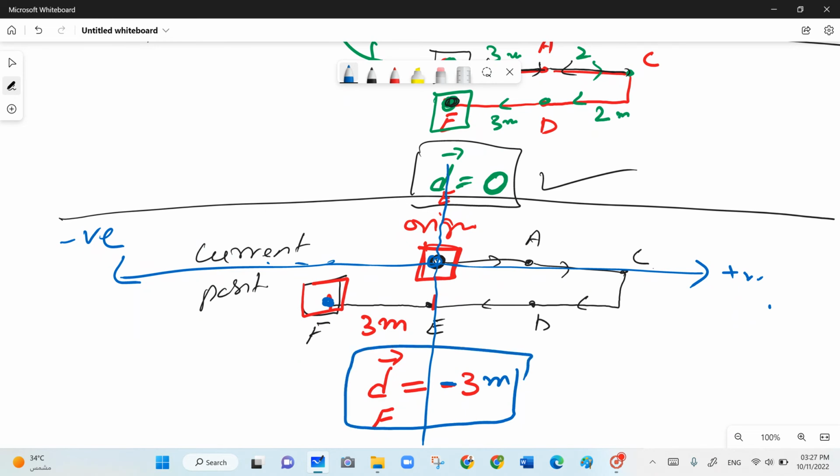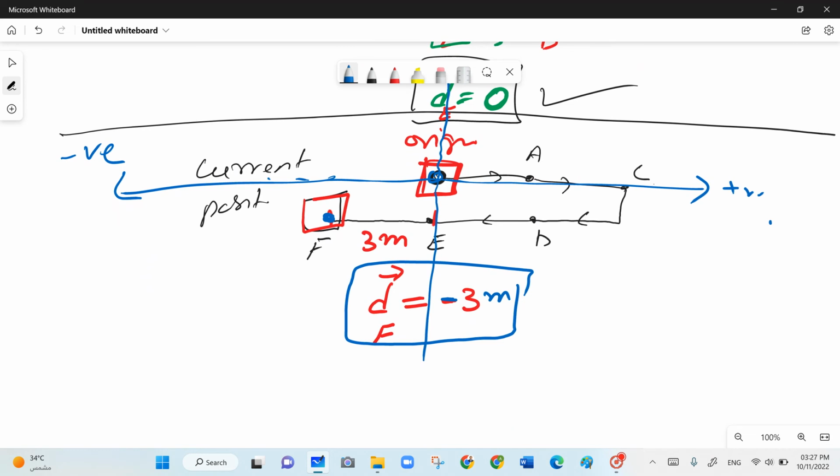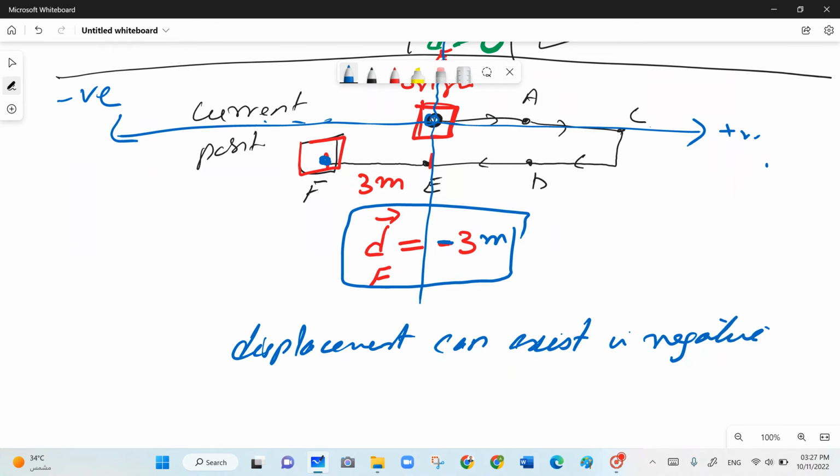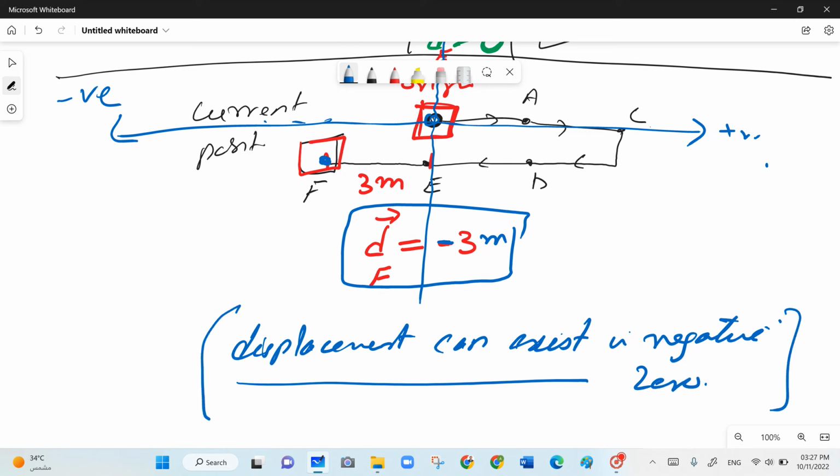It means that displacement can exist in the negative. Important point: displacement can have a negative value. And displacement can also be 0, which we discussed above. So these are the two most important points.